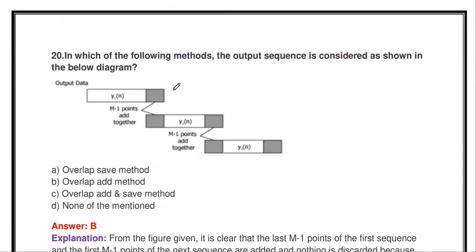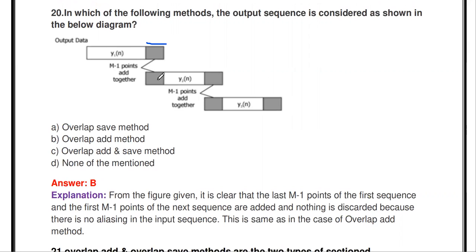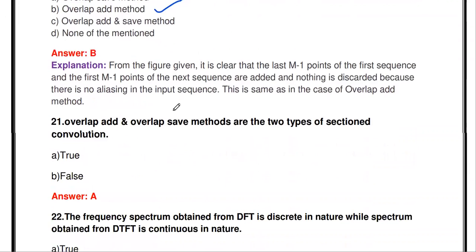The next one: in which of the following methods is the output sequence considered? Okay, so you see the output data, this is y1, y2, y3. So here you see the m-1 points are added together. That is, the last m-1 points of the first output are merged with the first m-1 data of y2. So here these two data are added together. This method is called the overlap add method. Okay, we are overlapping the sectioned outputs and adding them. This is the overlap add method.